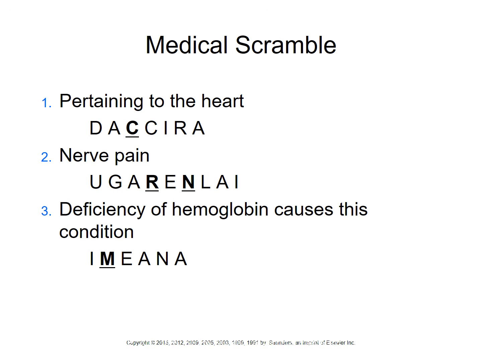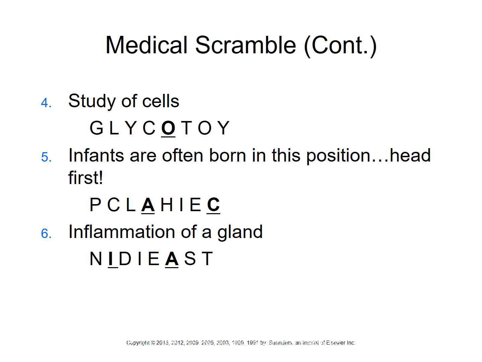Deficiency of hemoglobin causes this condition. A deficiency, I know, is the prefix A. How about anemia? So: pertaining to the heart, cardiac; nerve pain, neuralgia; deficiency of hemoglobin, anemia. A study of cells. Study I know is logy, cell is cyto. How about cytology?